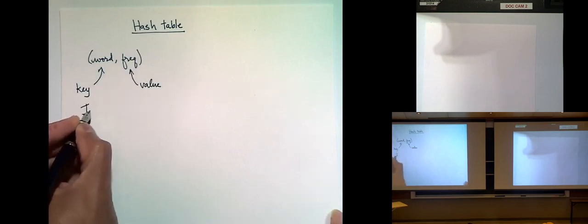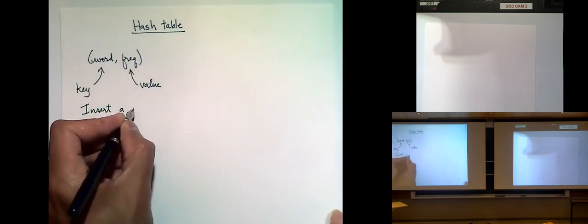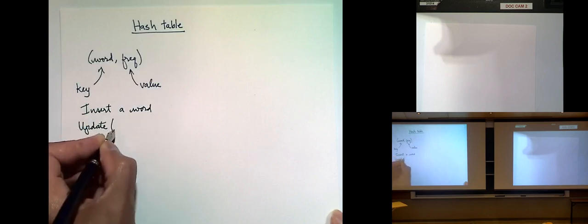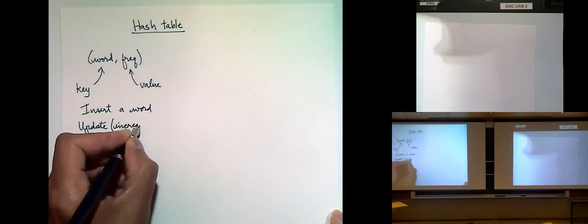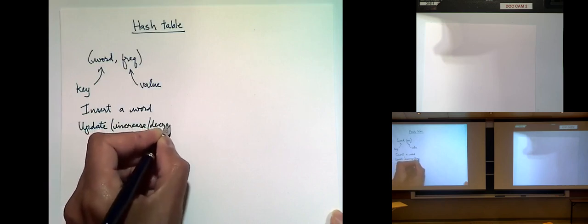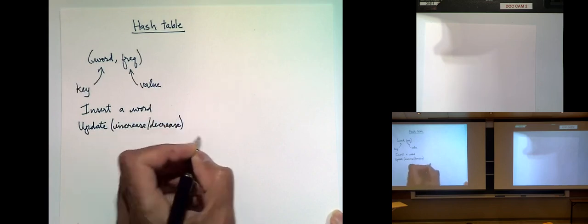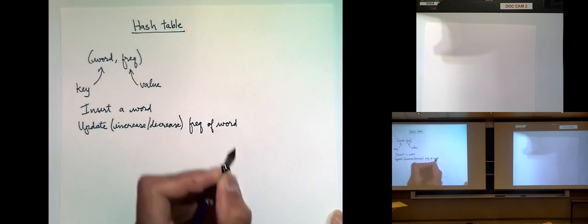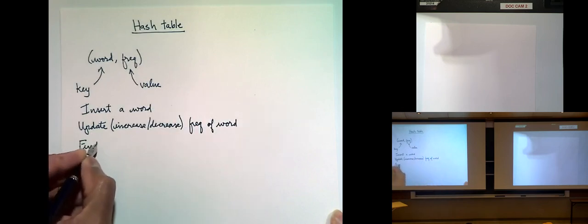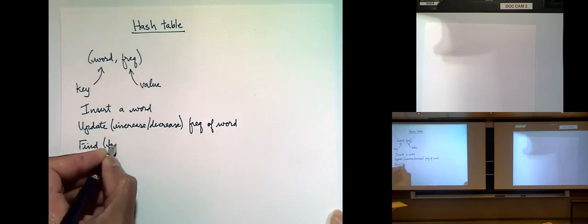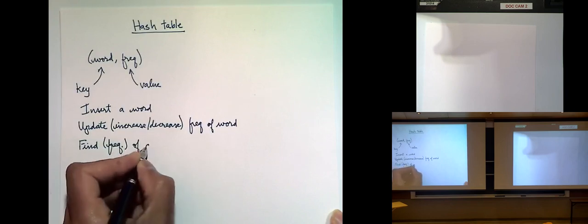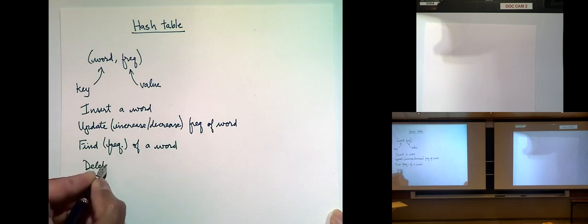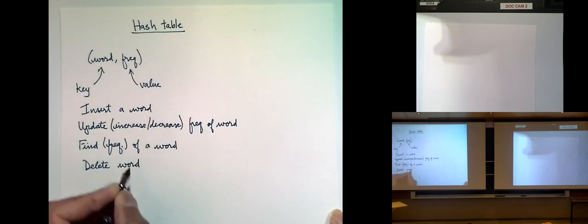So what you have is insert a word, update, which could either be an increase, or we can even think of a decrease, update the frequency of a word, and find the frequency of a word. And you could also think of maybe deleting a word, although we didn't need delete.